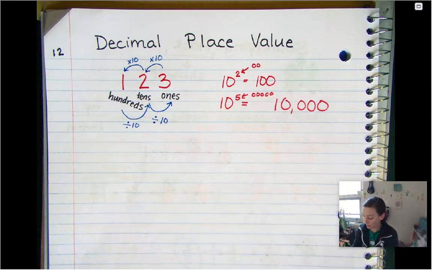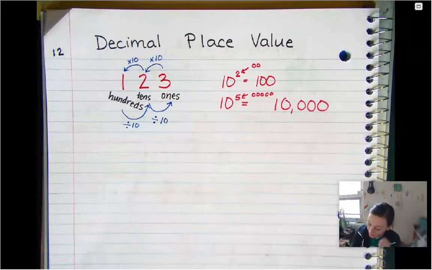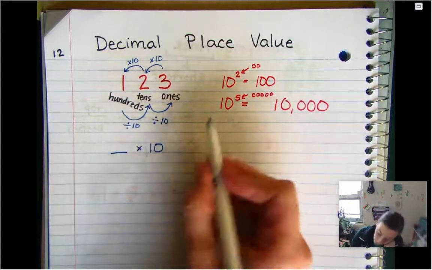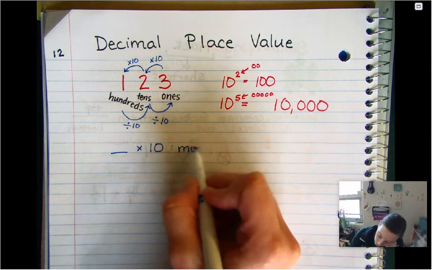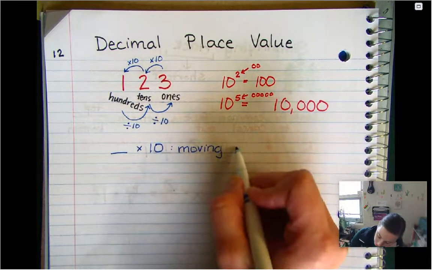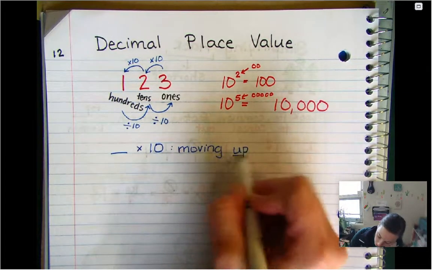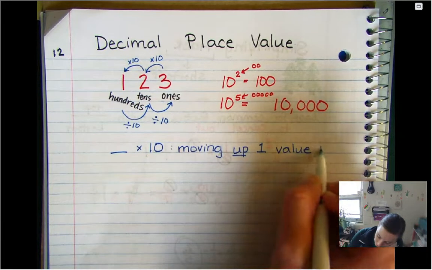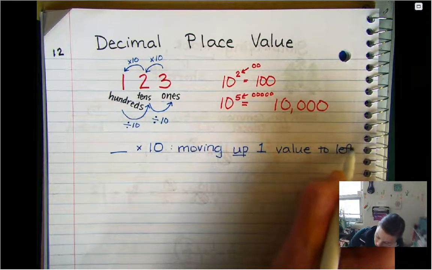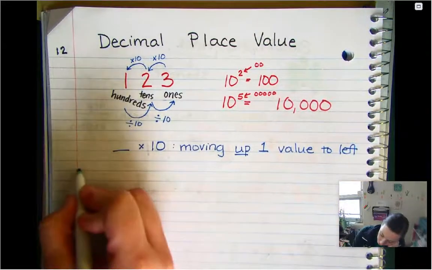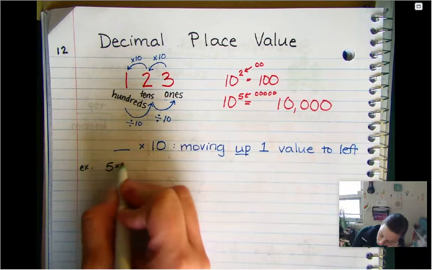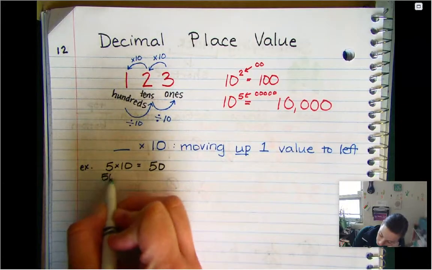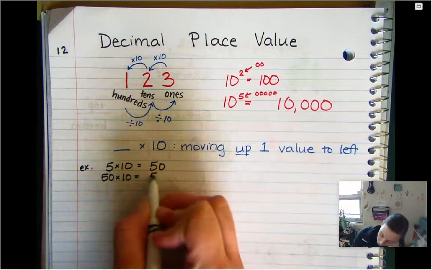Another way that it works together is that if we take any number and multiply it by 10, we're just moving one place value to the left, or moving up one place value. So an example would be 5 times 10 becomes 50, or 50 times 10 becomes 500.